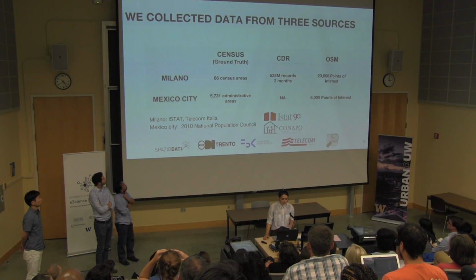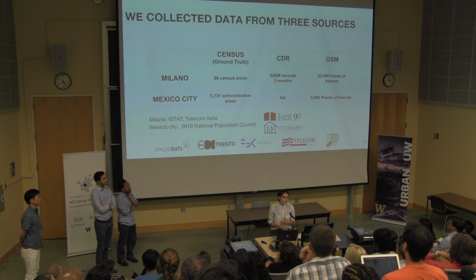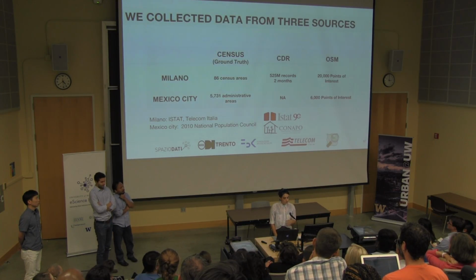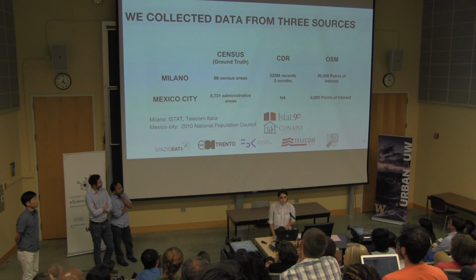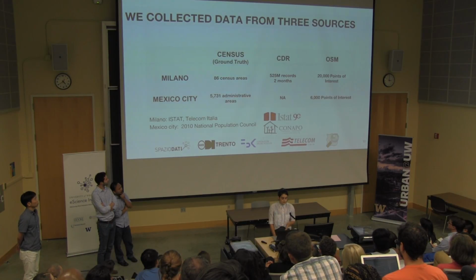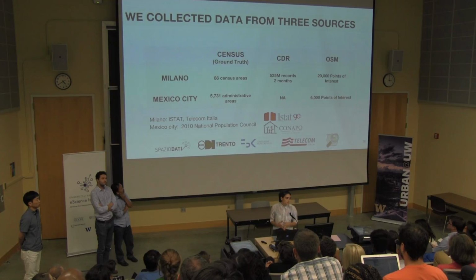So for Milano, we have census data at a census area level. So we have polygons, and there are 86 of them in the city. And then we have call detail records, and we have about 525 million records over 2 months in November and December of 2013. And then we have OpenStreetMap, which we extracted data from, and we have about 20,000 points of interest, and we have some street data.